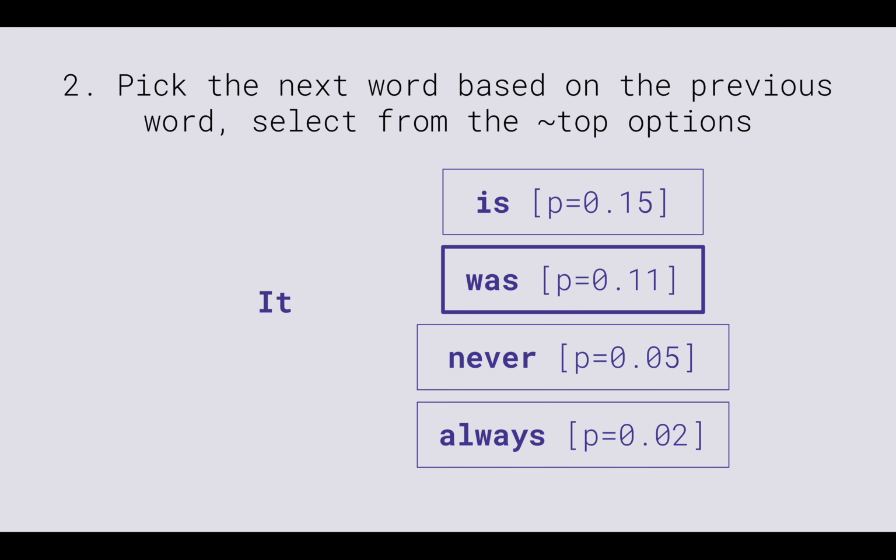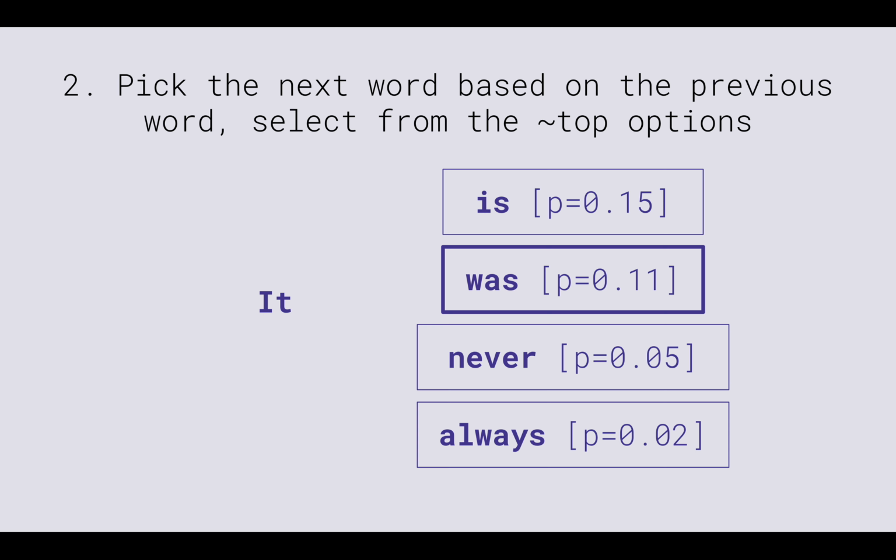It's going to look at what's the most common word in that corpus that follows the word it, and then it will assign a probability score. So there's a couple of options here. It could be it is, it was, it never, it always. And you'll see those P scores, which means probability, alongside them.